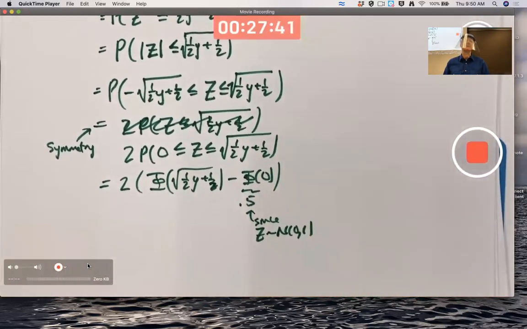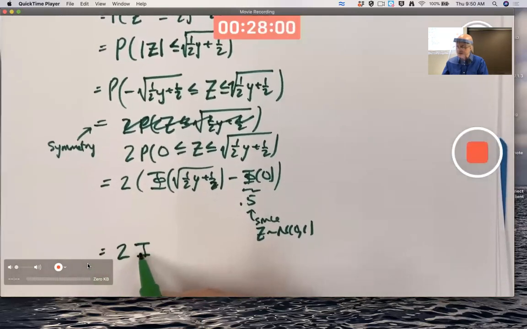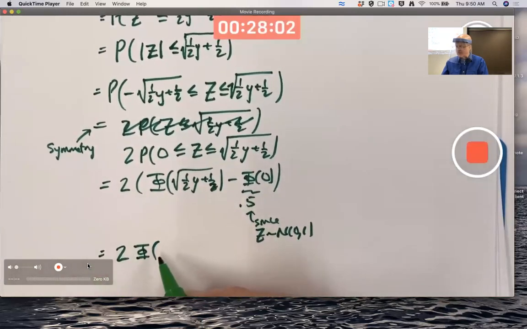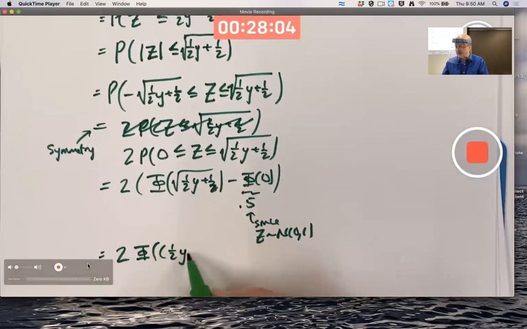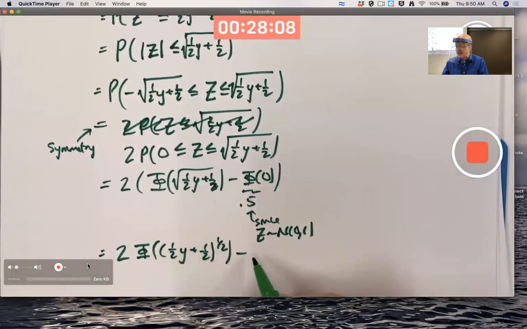The CDF value at 0 would be 1/2, right? Half the probability under the standard normal curve is to the left of 0. It's symmetric around 0, the PDF. Bell-shaped curve centered at 0. And then distribute the 2 back through, and you can write this as 2 times capital phi. I'm going to write the square root now as a 1/2 power, because I'm going to differentiate. And then 2 times a half is 1.